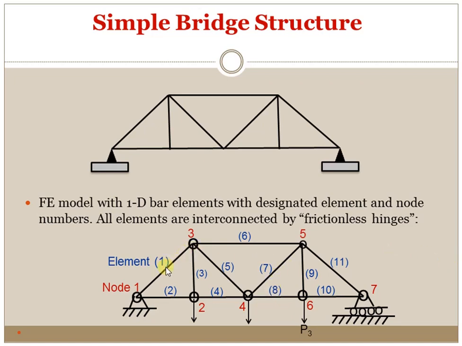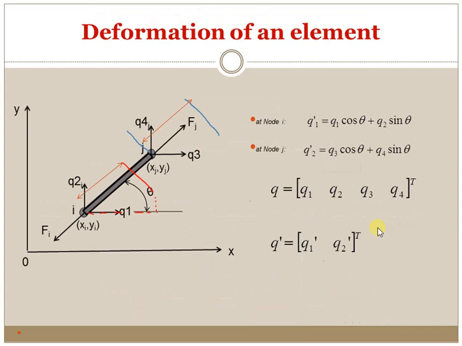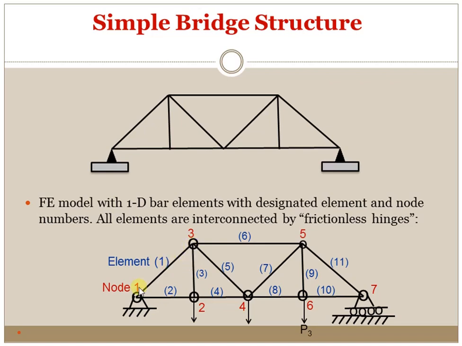So all these elements, element number 1 and element number 6, get connected at node number 3 by frictionless hinges. Here we are going to consider only one inclined member, that is element 1, and formulate the stiffness matrix only for that first element. After the end of this lecture, you have to formulate the stiffness matrix for each and every bar, and then club them together for all these elements, and finally you will get the stiffness matrix for the simple bridge.